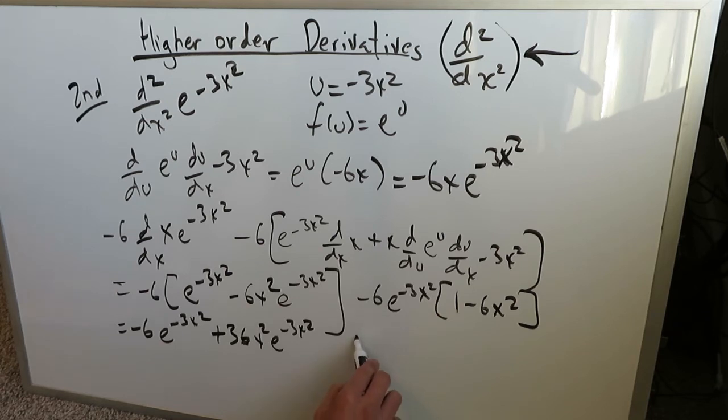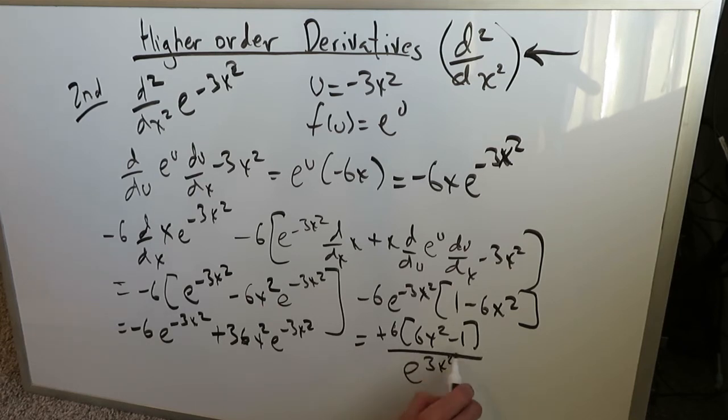Now you can still rewrite this in a better way, and the better way is this. You can hit everything with a minus. You can do positive 6 times 6x squared minus 1 over e to the 3x squared. I'm just bringing this negative exponent down, and this can be a good final answer right over here. 6 times 6x squared minus 1 over e to the 3x squared. Or you didn't have to hit everything by minus 1. You could have done minus 6 times 1 minus 6x squared over e to the 3x squared, and your answer would be still fine that way.